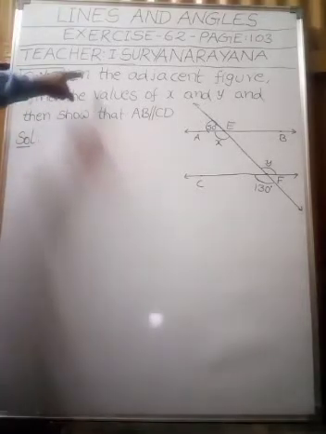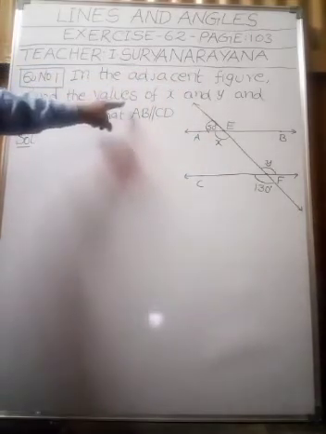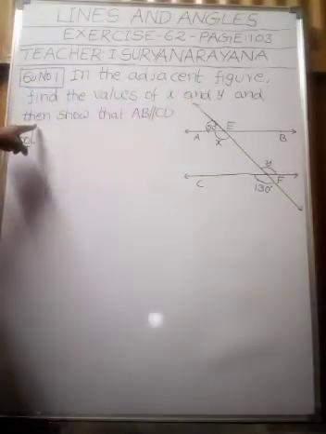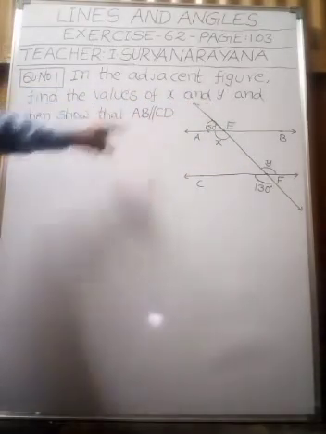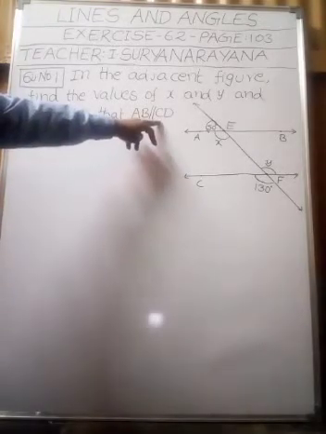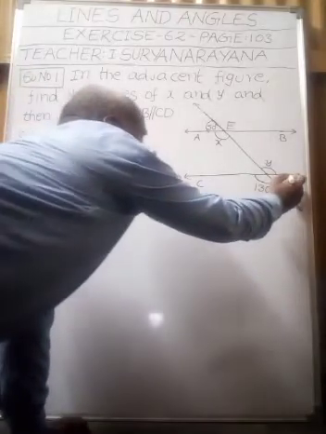Question number one. In the adjacent figure, find the values of x and y and then show that AB is parallel to CD. Observe this diagram, my children.